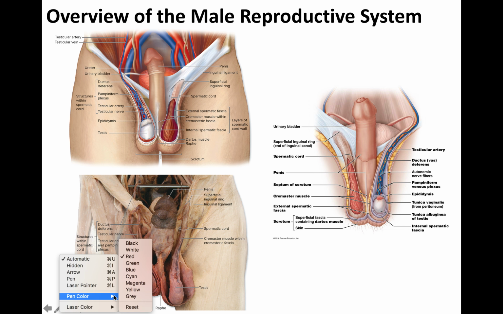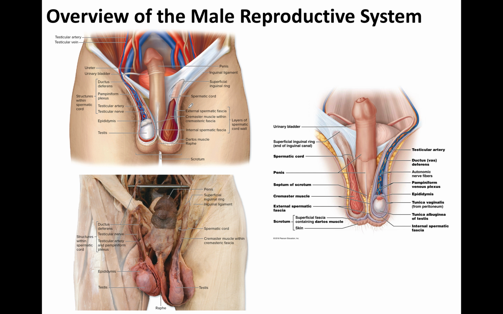And then you're going to have a very thin layer right here, which is going to be your vaginalis layer, your tunica vaginalis layer. And then over the testes itself is going to be that thicker, dense connective tissue layer.